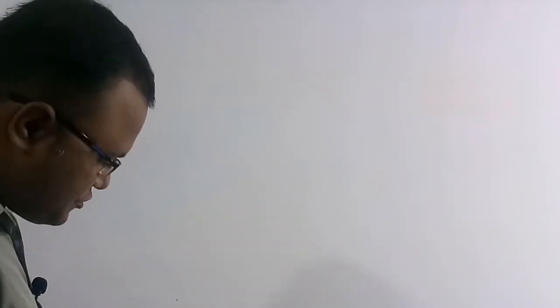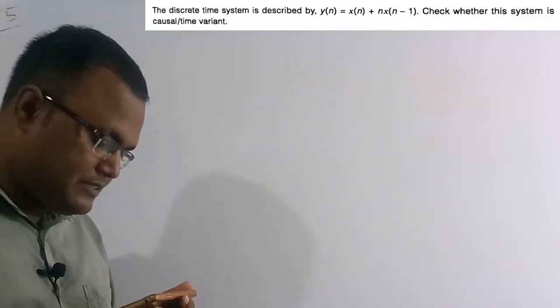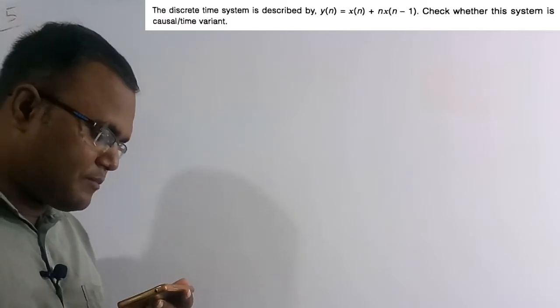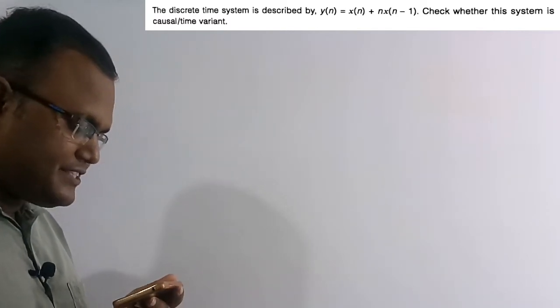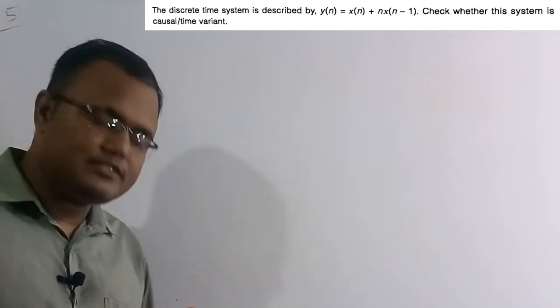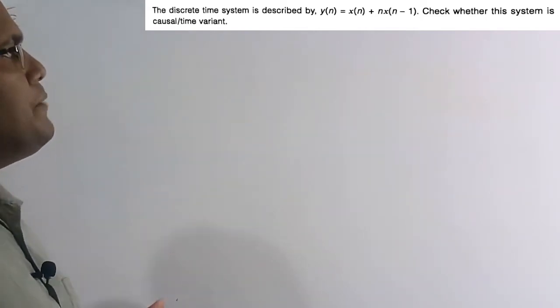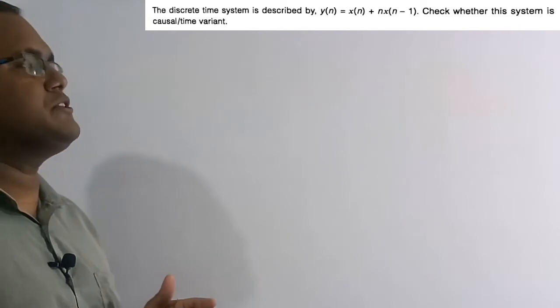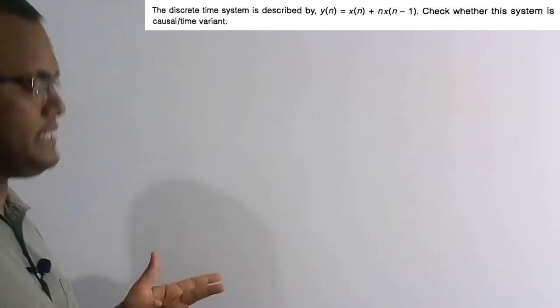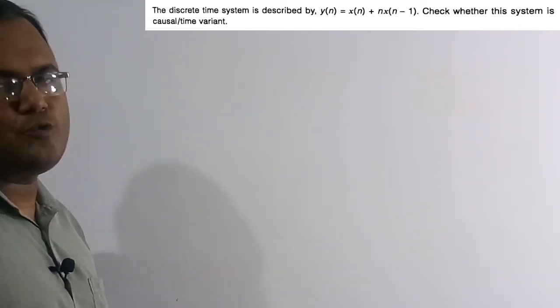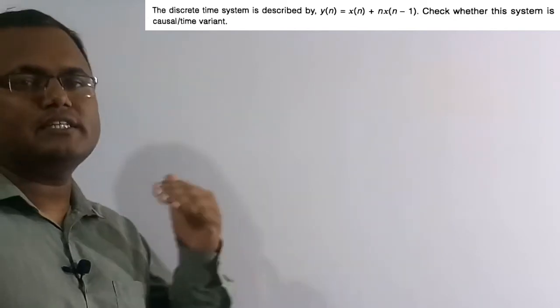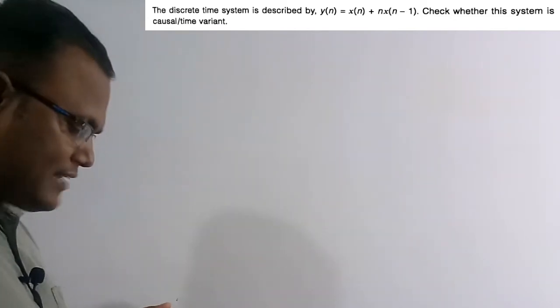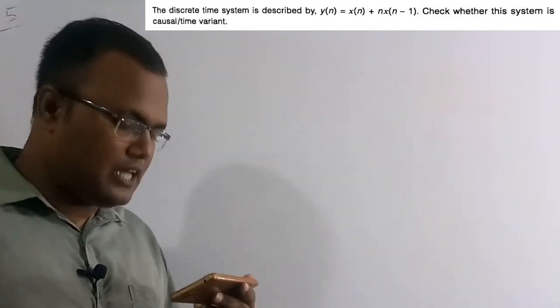So now we are going to solve the last question of this lecture. See the question here. The discrete time system is described by y of n is equal to x of n plus n into x of n minus 1. Check whether this system is causal and time variant. This is the input-output relation of a system that they have given. So now we need to comment on two properties, the causal property and the time variant property. So whether this system is a causal system or a time variant system, we need to comment. And this question was given in the IAS 2010 for 5 marks.